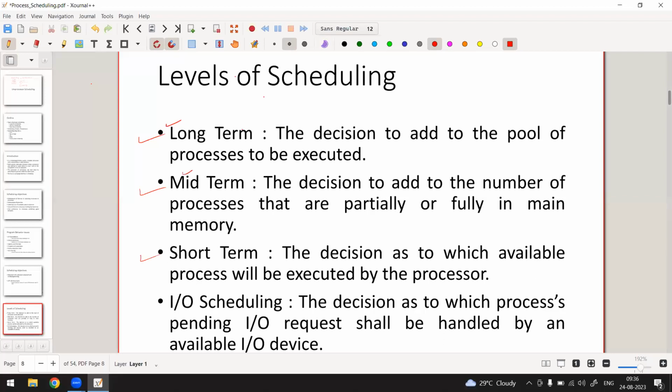Now that person will go to room number 102. When he reaches the entrance of room number 102, one more coordinator is there who will tell him, okay, wait here, and I will tell you when the event is going to start. I will send you inside. So that is the third level of scheduling. That is the short-term scheduling.